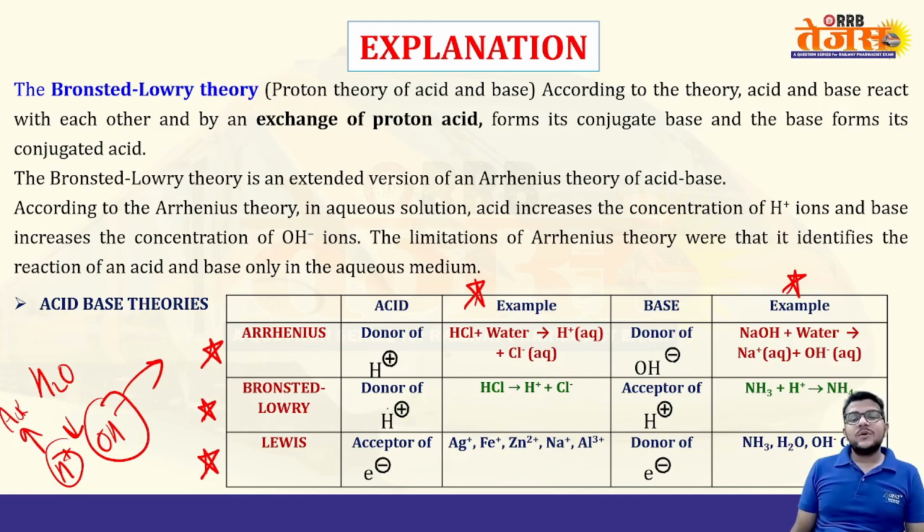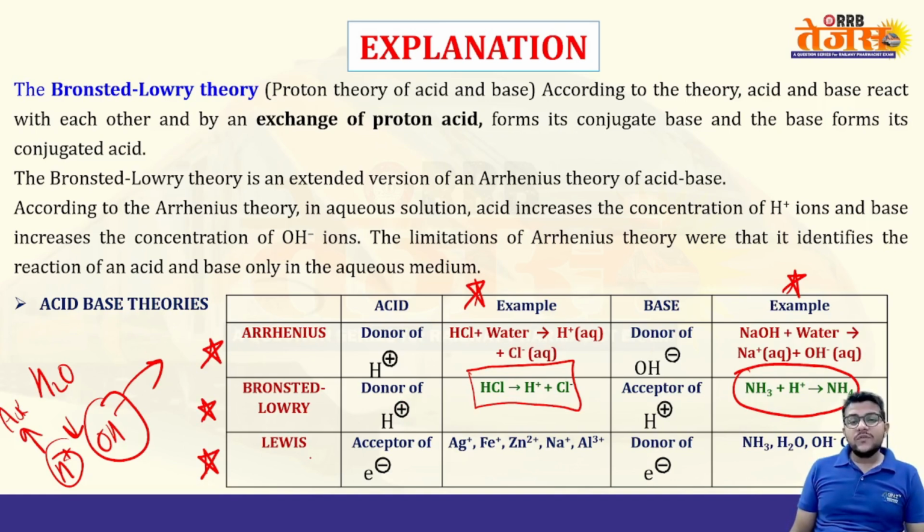Bronsted theory tells us about the proton concept. So here you are able to see that those that can release the proton are your acid and those that can accept the proton are your base according to Bronsted theory. And one important point is that Bronsted theory is for non-aqueous solutions only, not applicable to aqueous solutions. Got it?